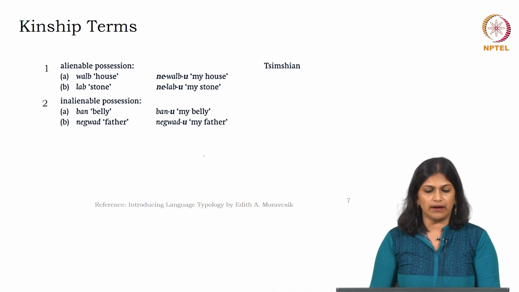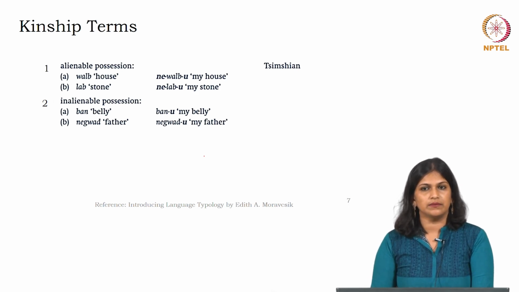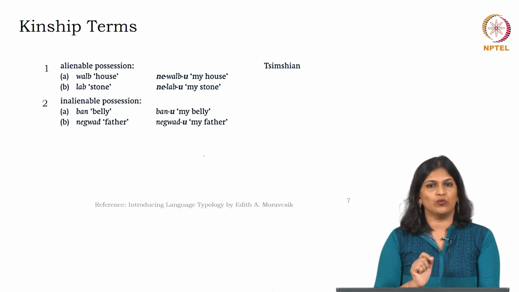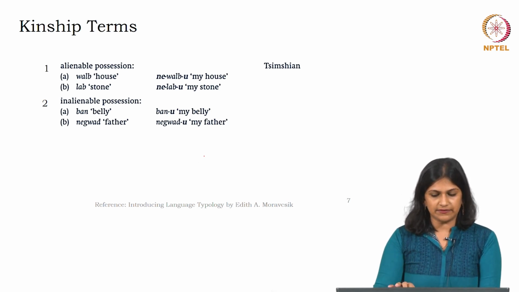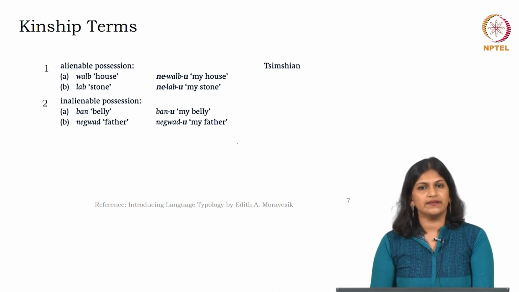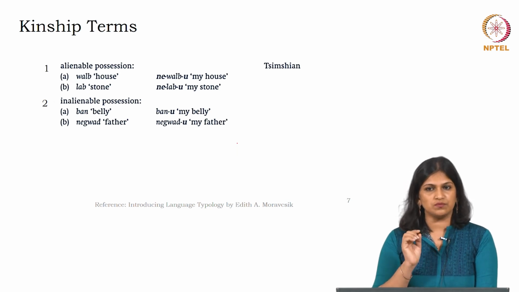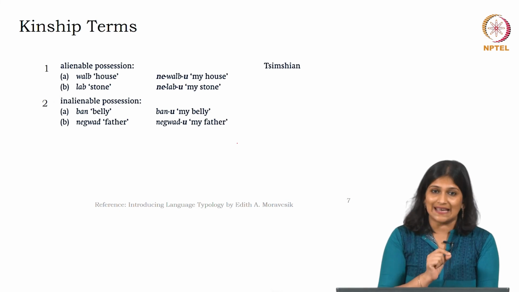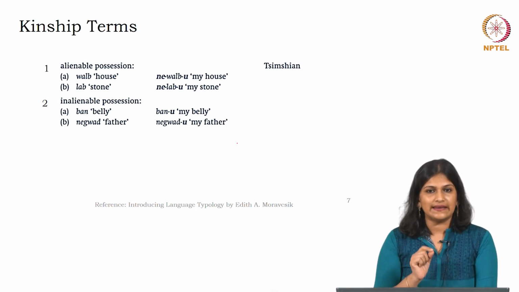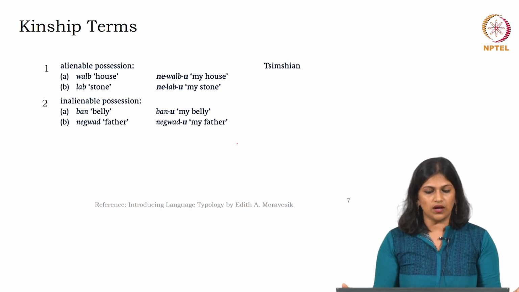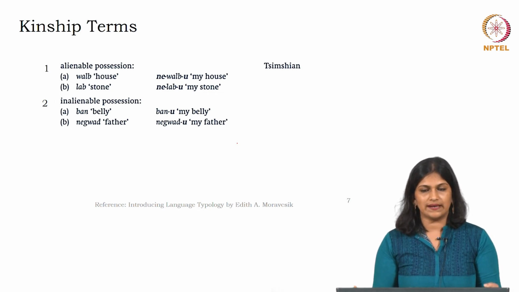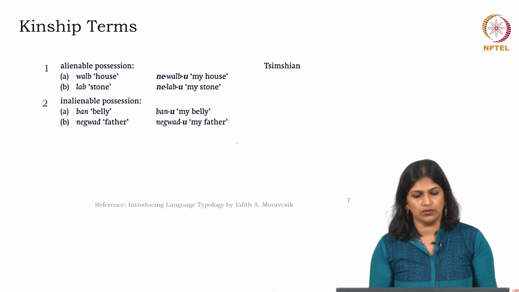When you are thinking about the difference between alienable and inalienable possessions, you would see that in alienable ones, there would be a prefix and there would be a possessive suffix. But in case of the inalienable one, there is no prefix, rather there is a suffix. So, Tsimshian belongs to a language type where the words for alienable possessions require a prefix and a suffix. House is volb, my house is ne-volb-u. So, ne is the prefix, u is the suffix. Lab means stone, and when you say my stone, you have to write ne-lab-u. So, that is going to be alienable.